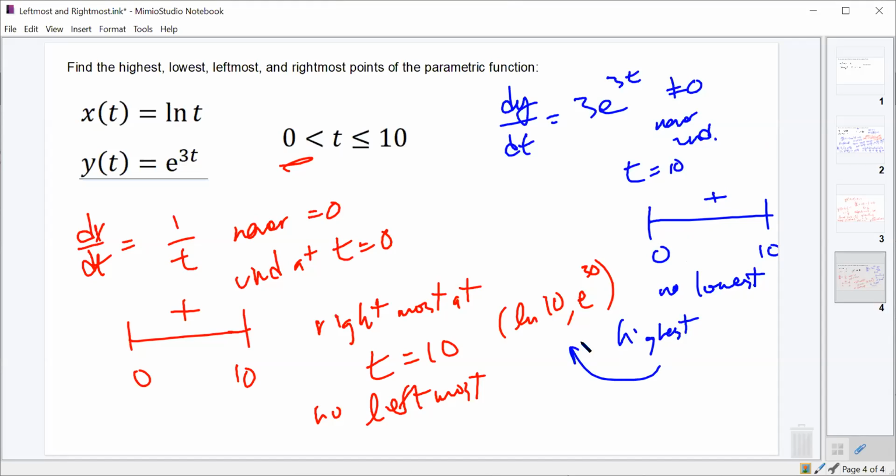Okay, so make sure if there are endpoints, you check the endpoints. That's my only point with this particular problem. If there are endpoints, check them. If there are not endpoints, don't include them. Good or no?